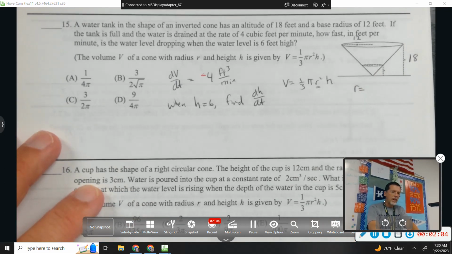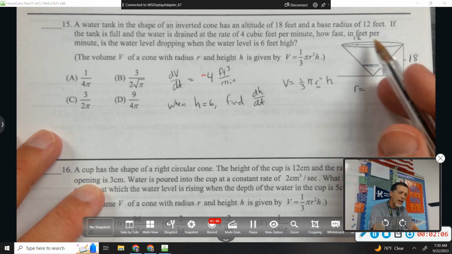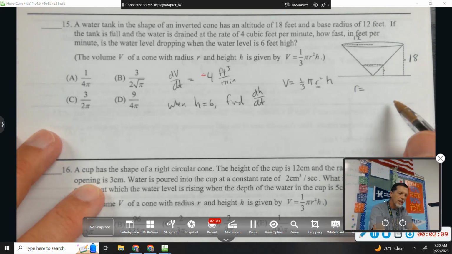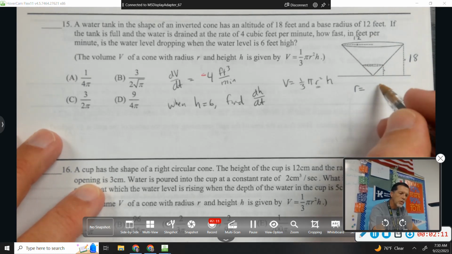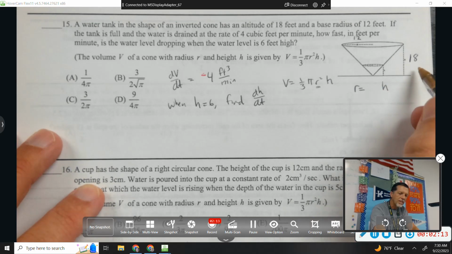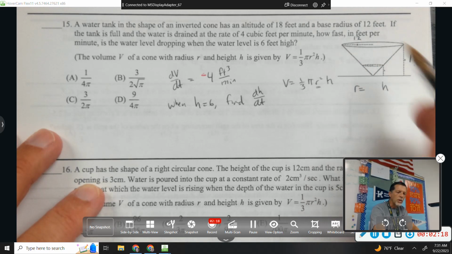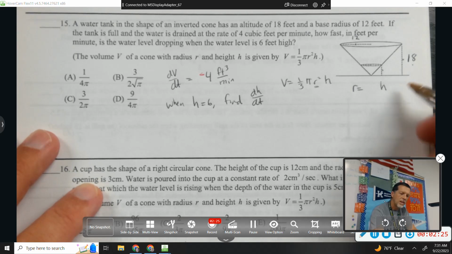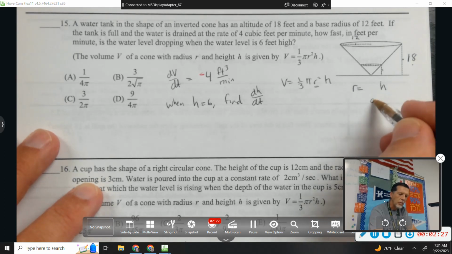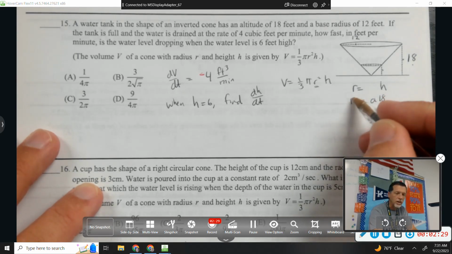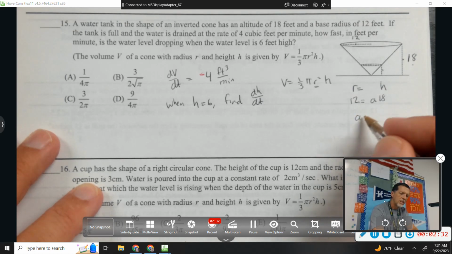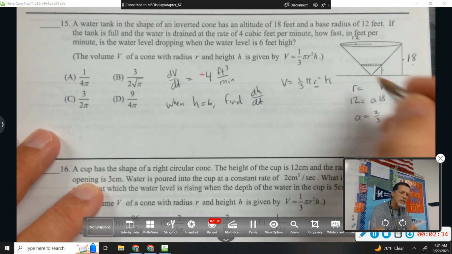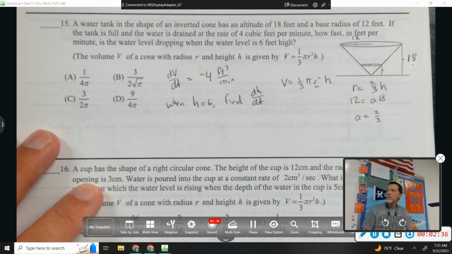That way I don't have to worry about it anymore. So if there's some way r and h are related to each other, let's see, what would I multiply h by to get to r? h is 18. What do I multiply by to get to 12? What times 18 is equal to 12? Well, that would be 2/3. So r is 2/3 h.